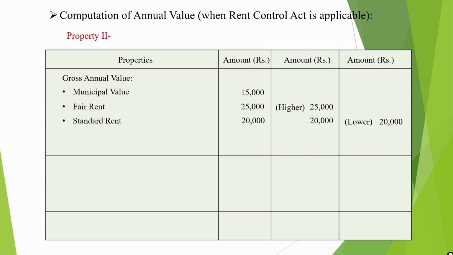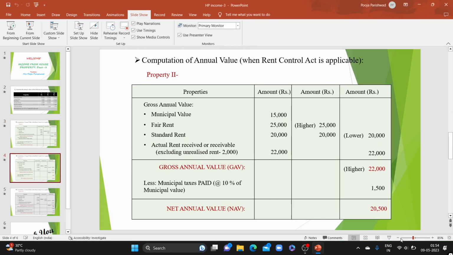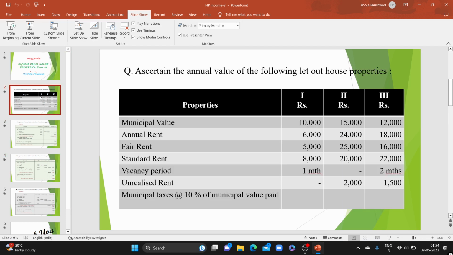Now this 20,000 you have to compare with actual rent received or receivable excluding unrealized rent rupees 2,000. Now see, in this case for house property 2, unrealized rent rupees 2,000 is given and annual rent of house property 2 is rupees 24,000.